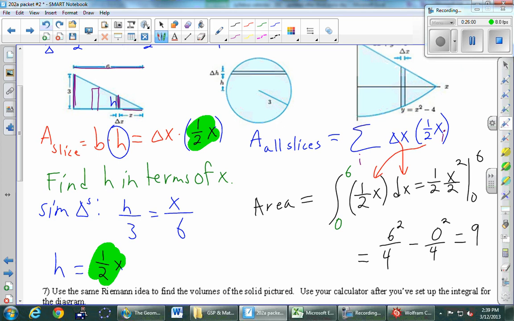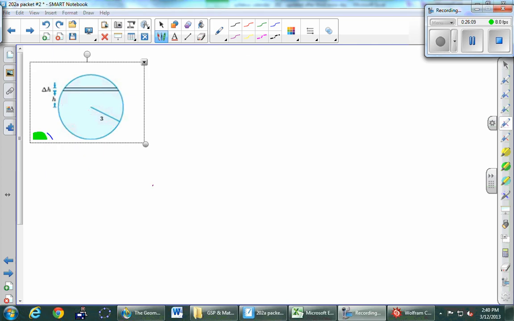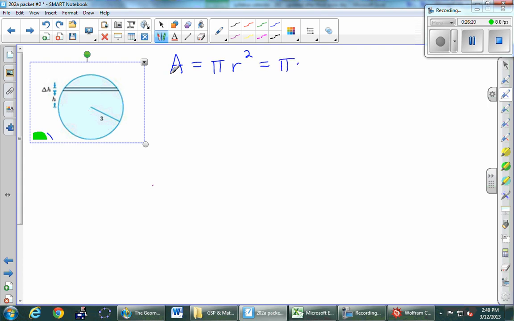Okay, let's try the same thing, but for the circle. So I'm going to go to the next page and I'll grab a snapshot of that photo. Okay, so here's our picture, trying to find the area of the circle. Again, it's a circle, so there's an easy formula. Formula for the area of a circle, pi r squared. Happy Pi Day tomorrow. Pi times the radius of this circle, which is 3, squared. So 9 pi is the correct answer.